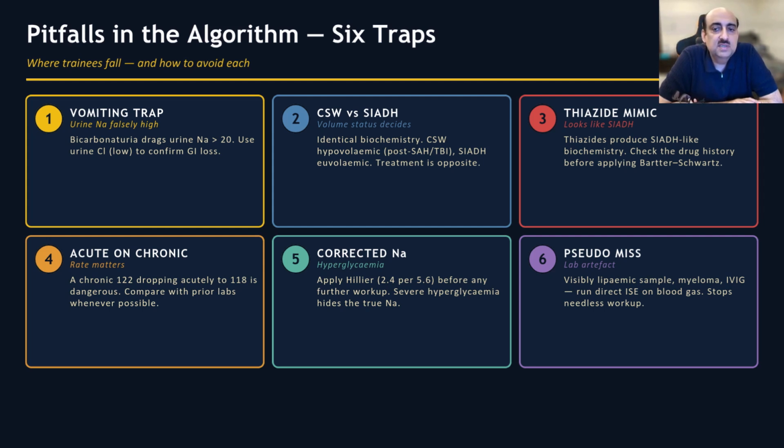And finally, number 6 is the pseudohyponatremia. Do not miss it. If you have lipemic serum, paraproteinemia, any of those conditions, then use a direct ion selective electrode method to confirm the difference between the lab result versus the result on the VBG.